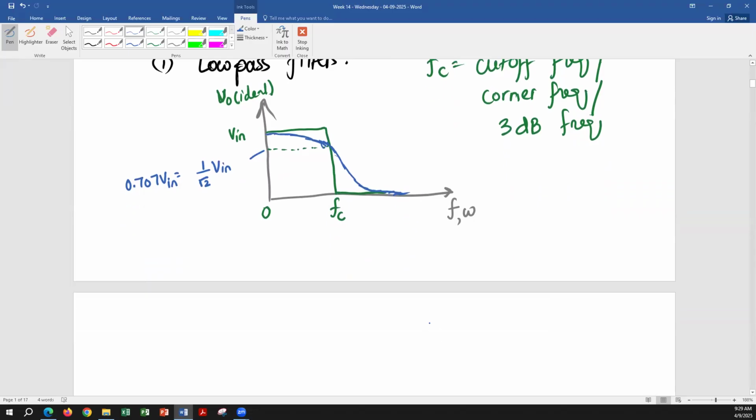So this is the ideal and practical response of a first order low pass filter. As you start increasing the order of the filter, let's say a second order, third order, or fourth order low pass filter, what changes is that the response becomes closer and closer to the ideal response. Right now it's going down like that, but as you increase the order, the circuit becomes more complex, but the response starts aligning with the ideal filter response.